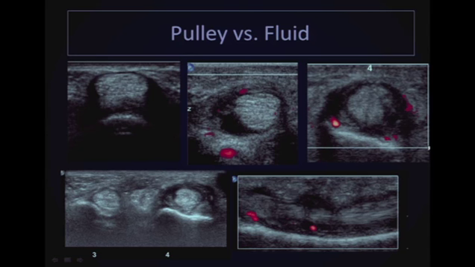So in this case, these images show a case of tenosynovitis of the flexor tendons, and this image shows a comparison between a normal pulley and a thickened pulley or possibly fluid within the tendon sheath.